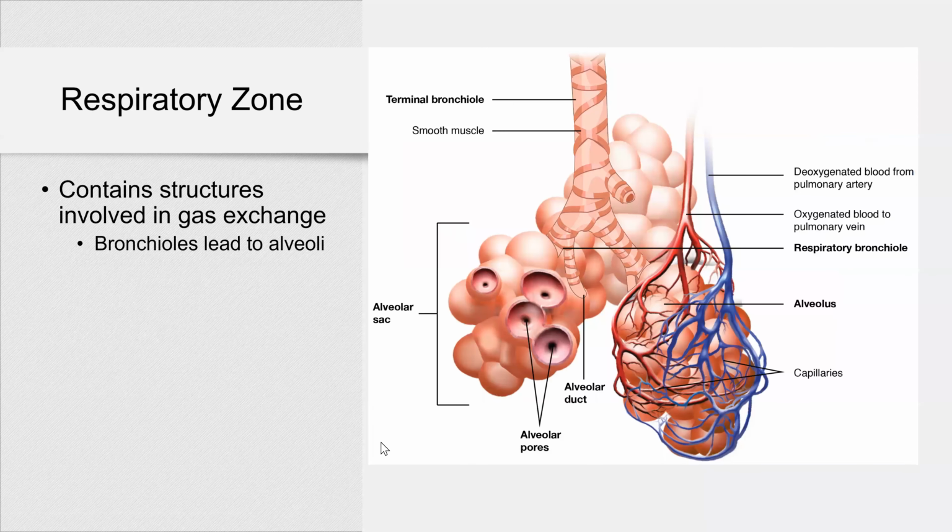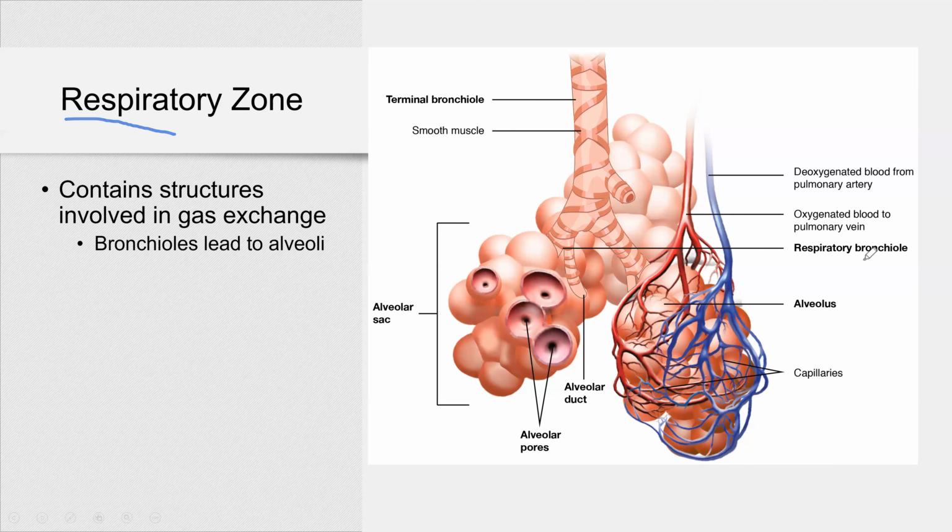So that was conducting zone that we described so far. And now we're moving to respiratory zone. So terminal bronchiole is still conducting zone. So there is no gas exchange. But when we get to our respiratory, I'm sorry, it's not bronchi, it's bronchiole. Of course, it's a very small tube. So terminal bronchiole. But when we move to respiratory bronchiole, this is where we start respiratory zone.